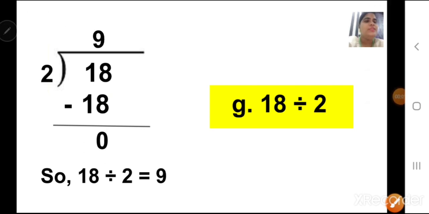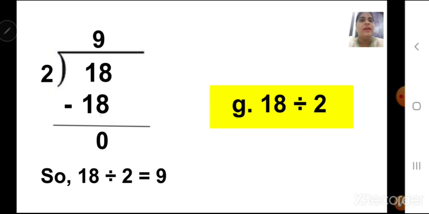Next question is G. 18 divided by 2. Okay. Now 2's table, it is very easy. First draw the bracket, write number 18 here inside and number 2 here outside. Okay, it is our divisor. In 2's table when will 18 go? 2 9s are 18. Correct. So number 9 we have to write here up in place of quotient.